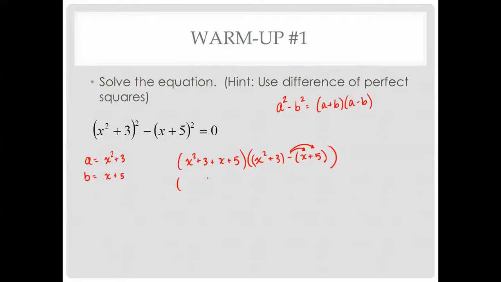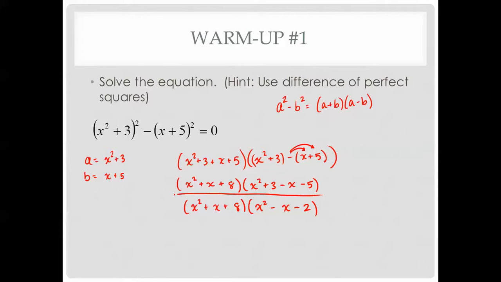So combine like terms in the first pair and write in standard form. You get x squared plus x plus 8. And here you get x squared plus 3 minus x minus 5. So I'm just going to rewrite the first trinomial, and then combine like terms and write in standard form here would be x squared minus x, 3 minus 5 is negative 2. And there we go. I'm done.